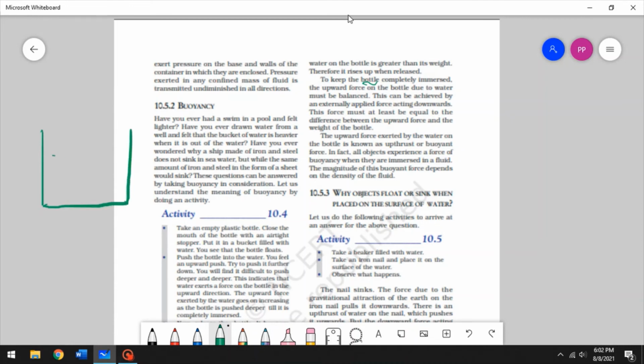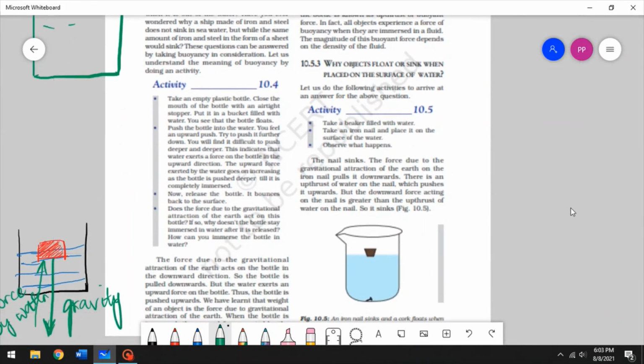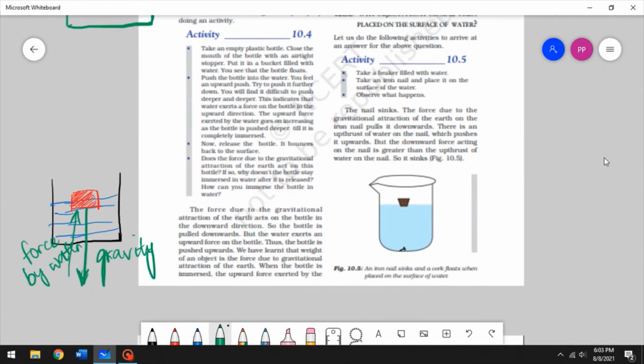It has to be another force that has acted upon the object. Alright, so I'm going to scroll downwards. I'm going to scroll down. Too much physics.